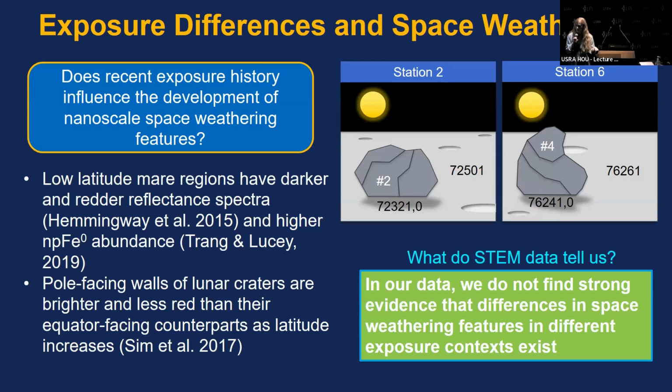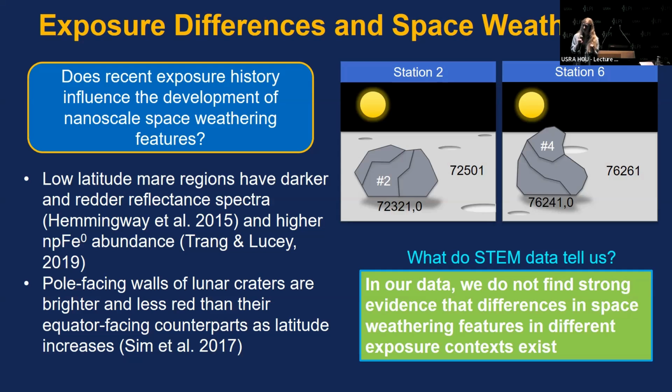So I'll start off with the perhaps lackluster results so far. In terms of the recent exposure history, do we see differences at the nanoscale in the mineral phases? There's plenty of evidence to suggest that we would see such features. There's space weathering associated optical characteristics that say that permanently shaded samples or partially shaded samples should have fewer space weathering indicators. But at the scale that we're looking at, we're just really not able to tease out any differences.